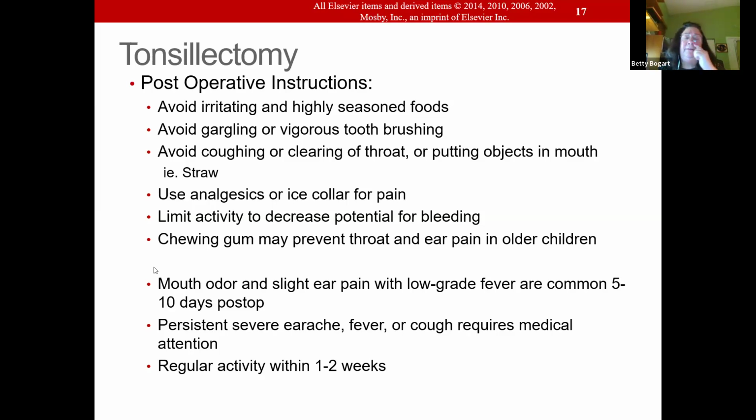What we do is we'll give them just acetaminophen, ice collar. Now, young kids don't want that ice collar. They'll throw it off. But the older kids, you can keep them resting, right? And one of the things we don't realize in older kids, they get ear pain, and actually chewing gum helps. So medicate them for pain, nothing in the mouth, ice collar if they can do that, and then chewing that gum can really help.